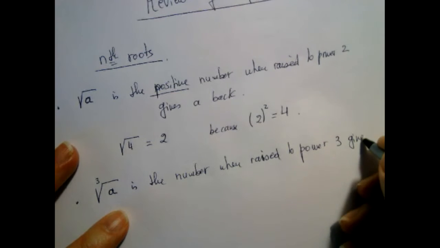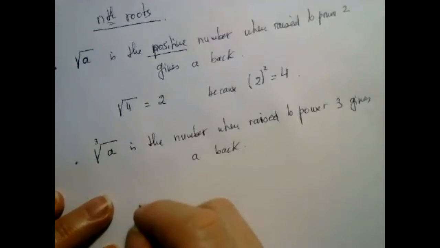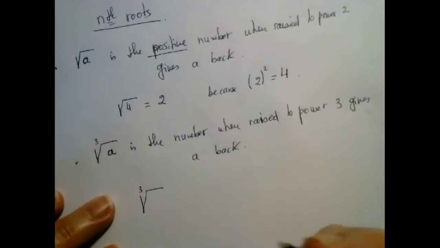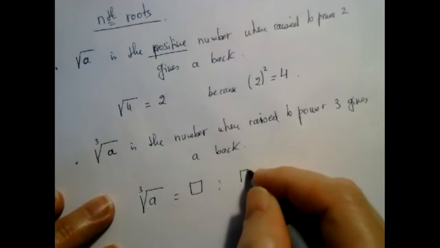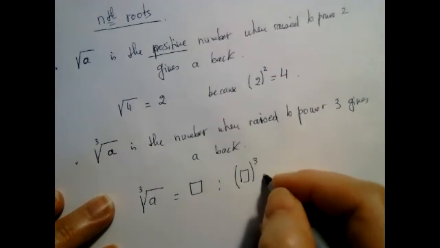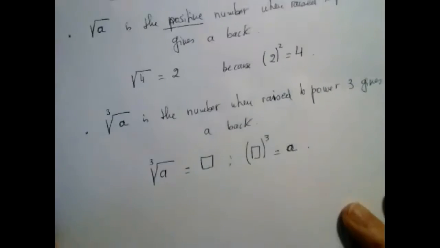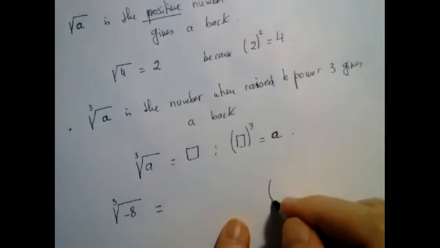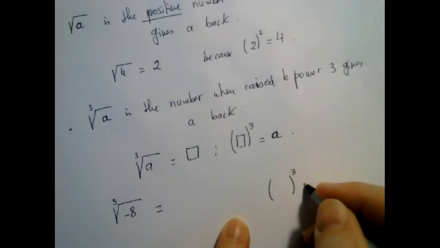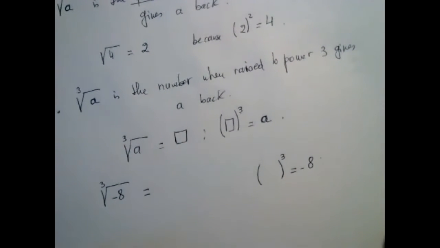Three gives a back. Okay, so for example, the cubic root of a is basically the number such that when you take this number and raise it to the power 3, you get a back. So typical example, what's the cubic root of minus 8? It means what's the number that, when you raise it to the power 3, gives you minus 8? Very quickly.